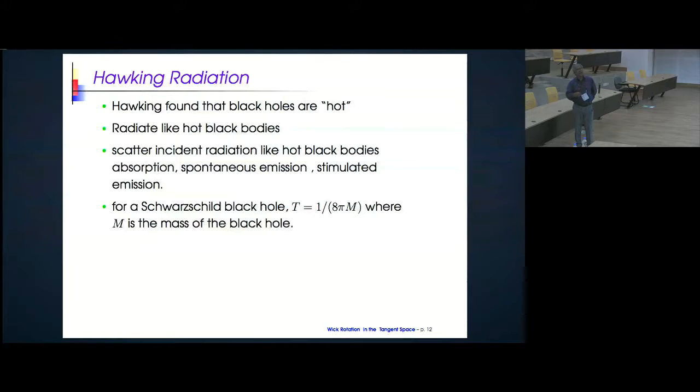Now, to switch gears to a slightly higher plane, Hawking found that black holes are hot. They radiate like hot black bodies, like a stove or something like that. They scatter incident radiation like hot black bodies. There's absorption of radiation, spontaneous emission, and stimulated emission. It falls right within thermal physics. For a Schwarzschild black hole, the temperature is 1 over 8 pi m, where m is the mass of the black hole.